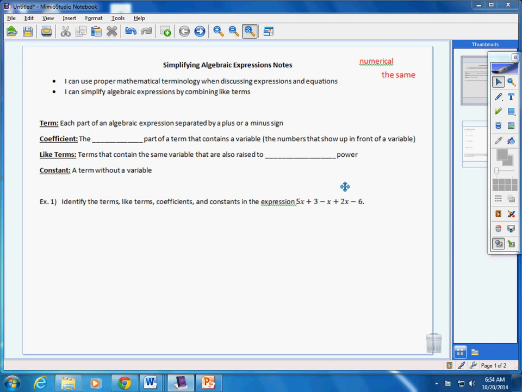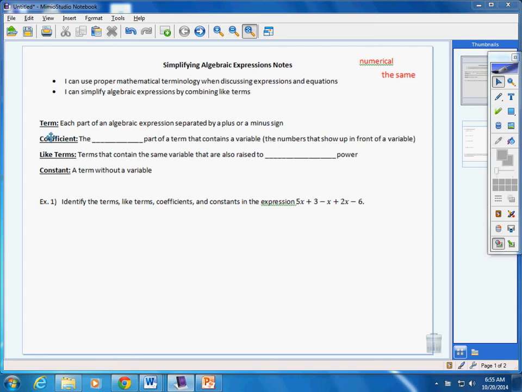Hello again. Today we're going to be talking about simplifying algebraic expressions. Okay, so as we always do, let's start out with what we're hoping to complete by the end of the lesson, hoping to be able to do. Hopefully, I will be able to use proper mathematical terminology when discussing expressions and equations. And hopefully, you'll be able to say, I can simplify algebraic expressions by combining like terms. If you're unsure what that means, just hold on, listen closely.